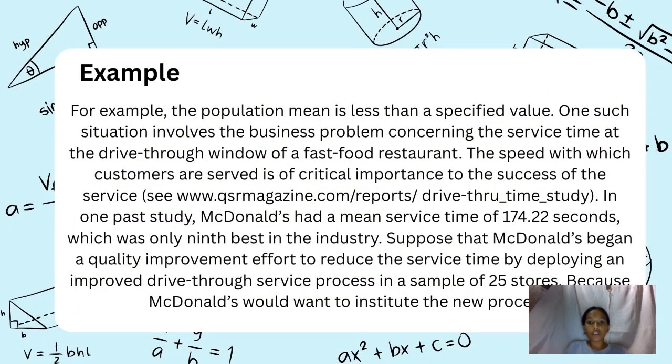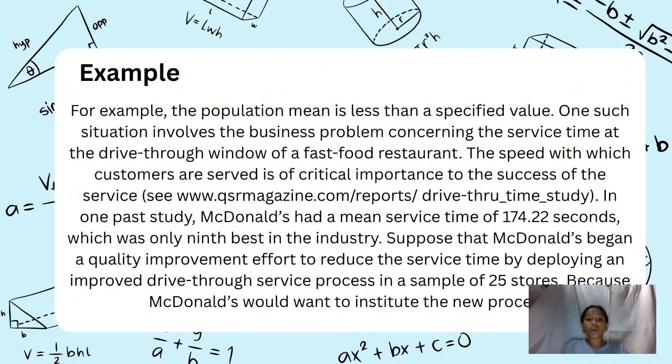So here's an example. The population mean is less than a specific value. One such situation involves the business problem concerning the service time at the drive-thru window of a fast food restaurant. The speed with which customers are served is of critical importance to the success of the service. In one past study, McDonald's had a mean time of 174.22 seconds, which was only ninth best in the industry. Suppose that McDonald's began a quality improvement effort to reduce the service time by deploying an improved drive-thru service process in a sample of 25 stores.